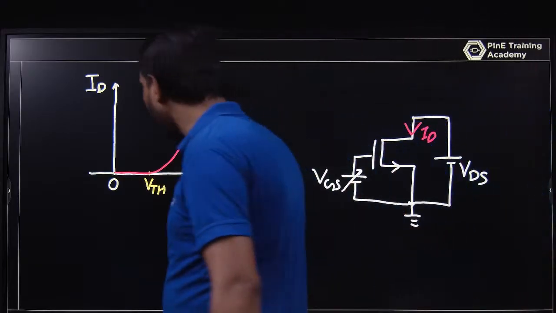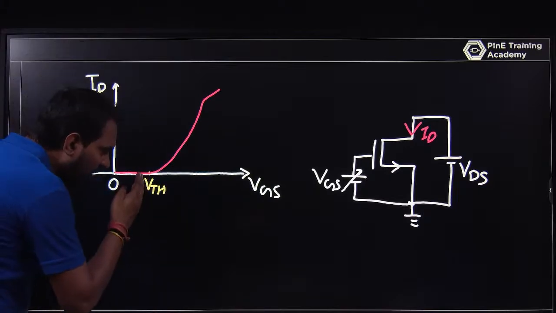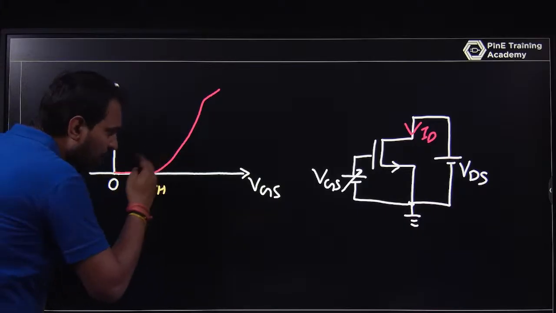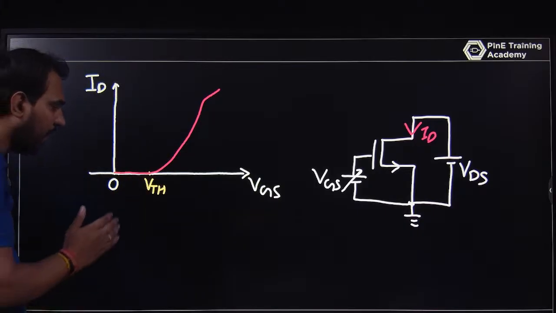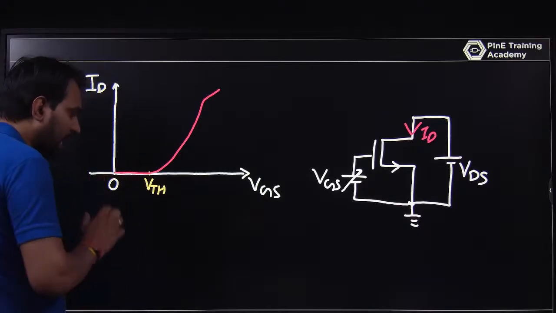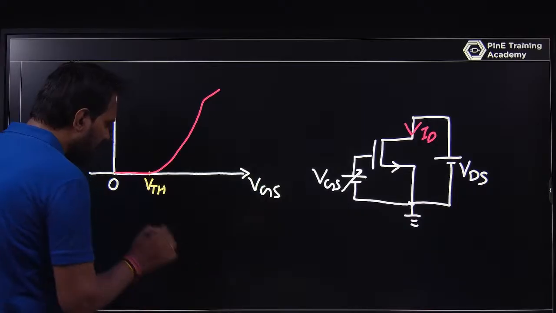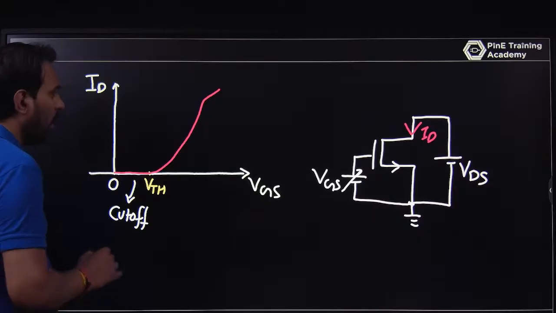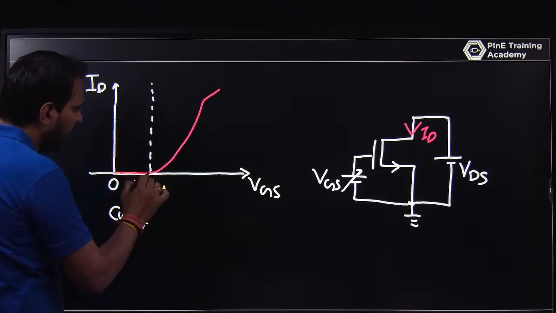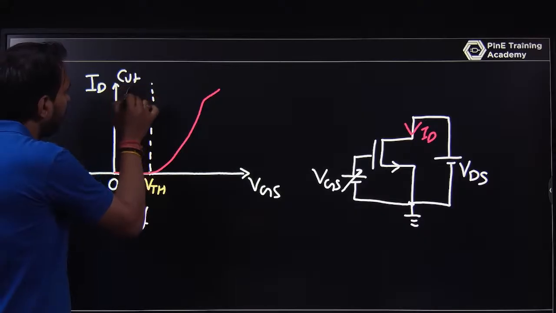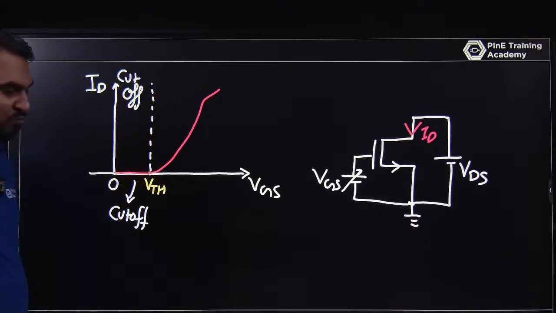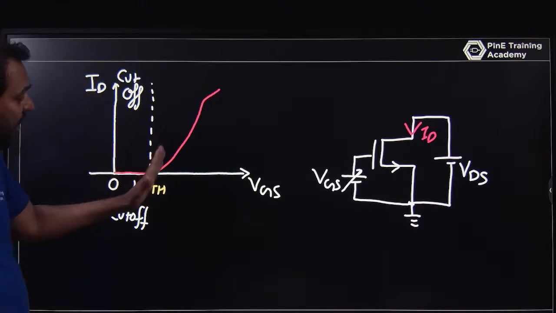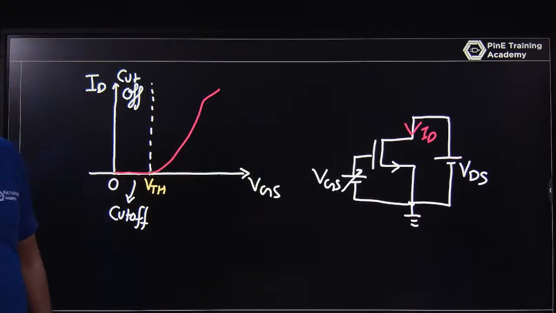So he or she will be interested: what is happening after VTH? Will it be in the linear region or in the saturation region? The question is asked in a way that if VGS is below VTH, that means the MOSFET is in cutoff. Before this point, the MOSFET is in cutoff. But after VTH, what is happening? Will it enter linear or will it enter saturation?